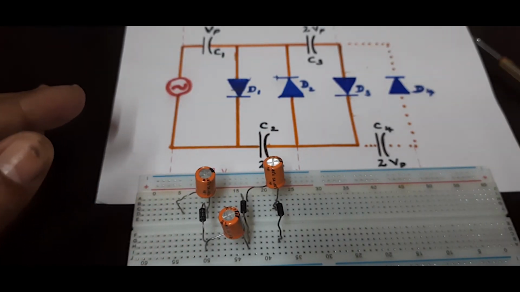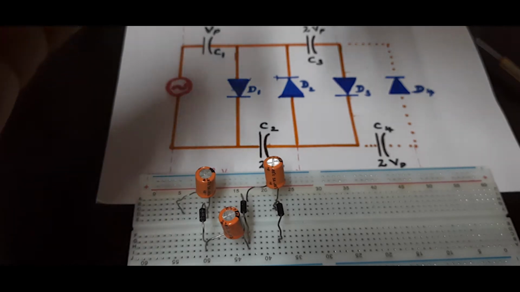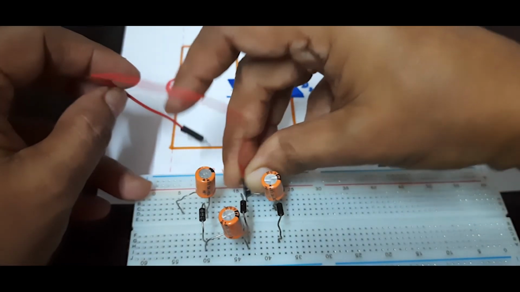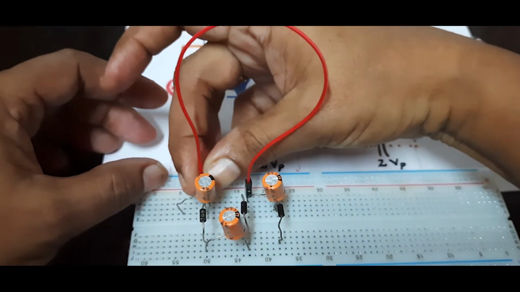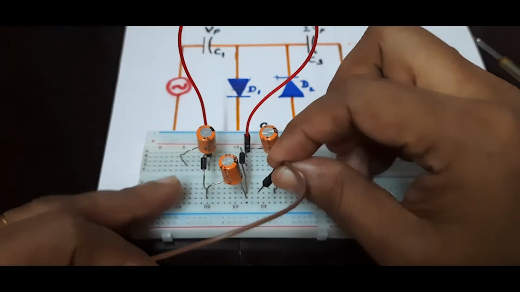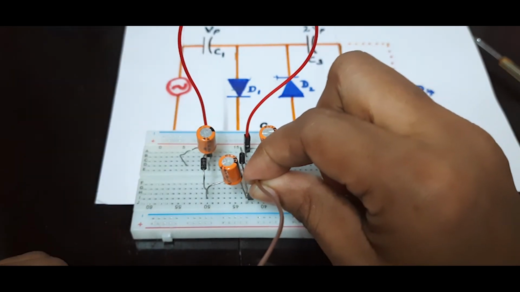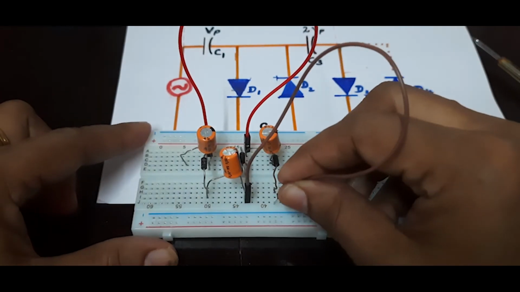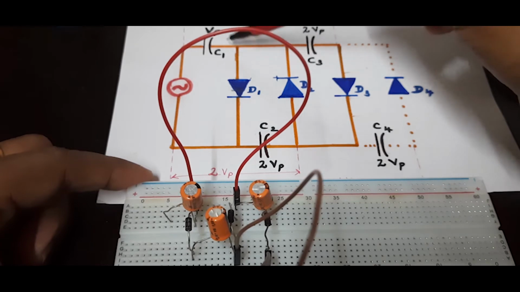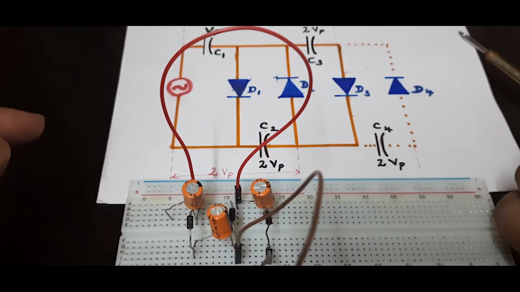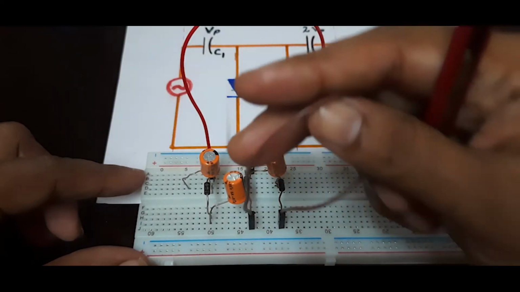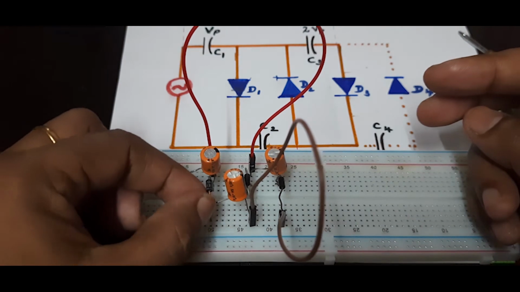So I will take two jumper wires and try to connect this point with this point, and this point with this point. That is, I've done this part and this part using two jumper wires. So now what I have to do is give the signals over here.